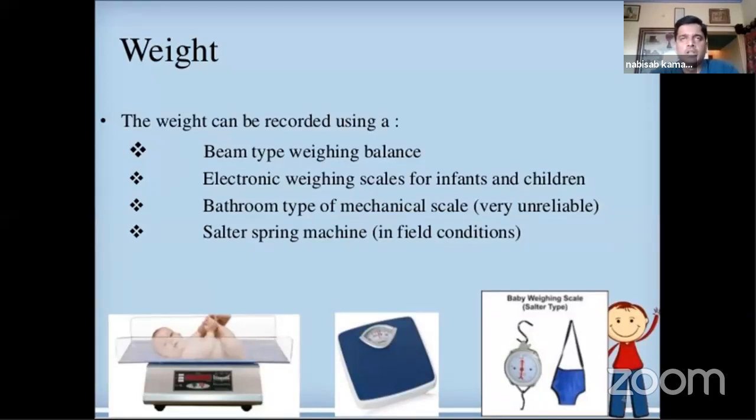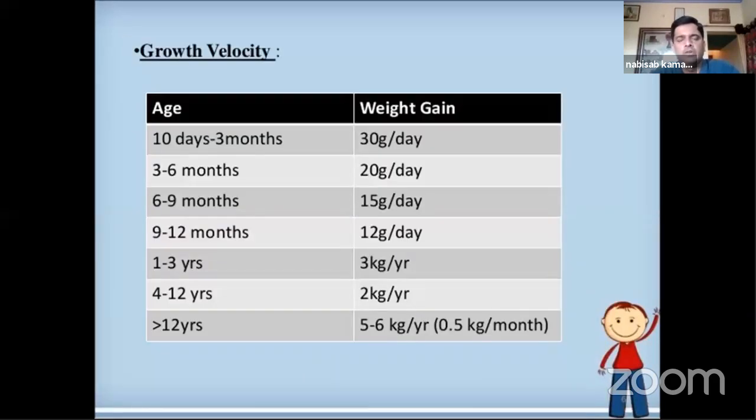Growth velocity. The average birth weight for an Indian infant is 2.5 to 3 kg. In the first 8 to 10 days, the child is going to lose his birth weight, around 500 grams. From day 10 to the first 3 months, the average child is going to gain 30 grams per day.